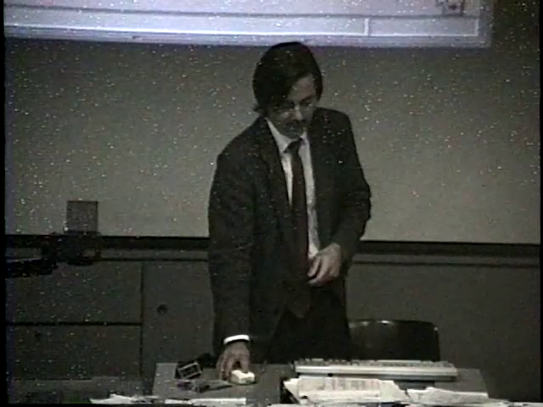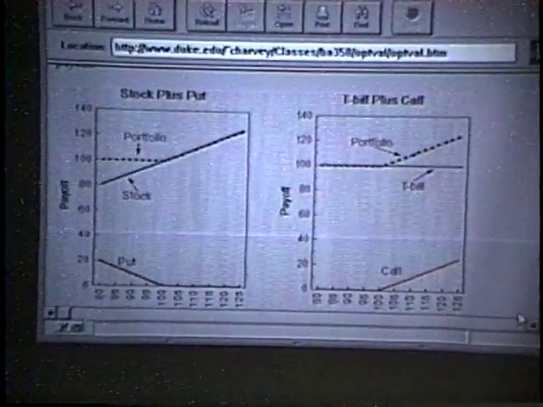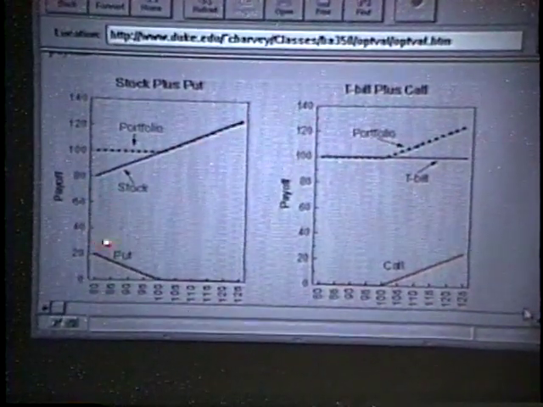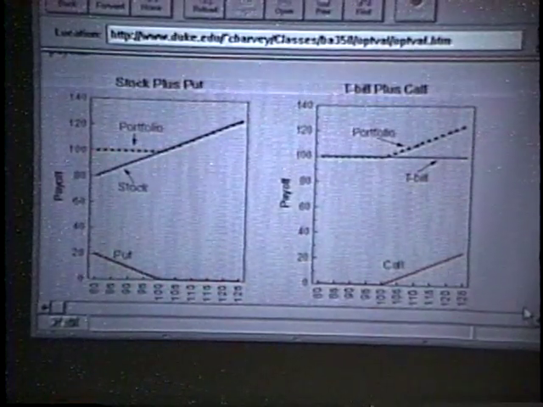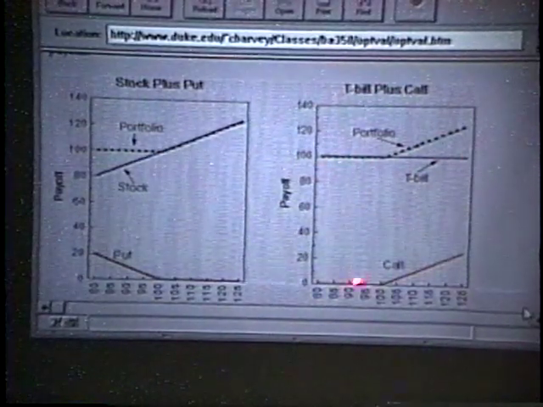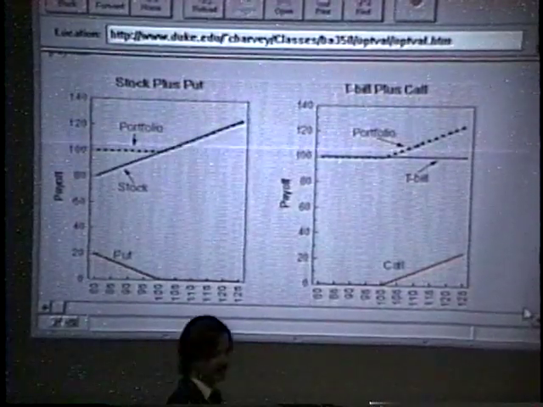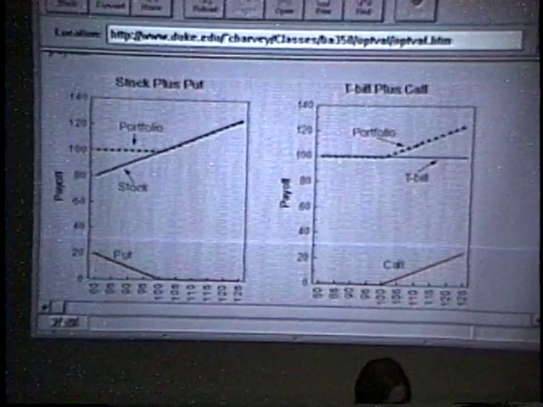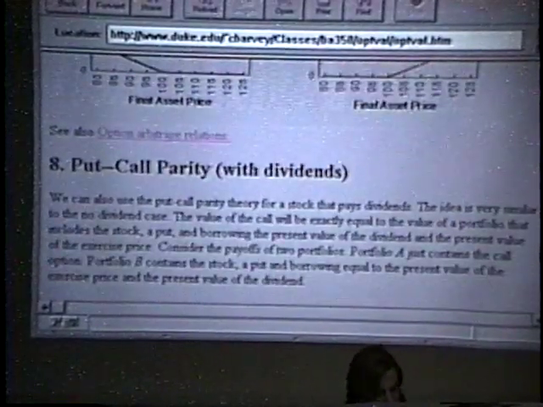And this just shows the two payouts. Stock plus put is the green dotted line. And this is T-bill plus call. So there's the T-bill plus the call, green dotted line. Identical payouts. So it must be identical price today. And this covers, as I say, every single possible state of the world.